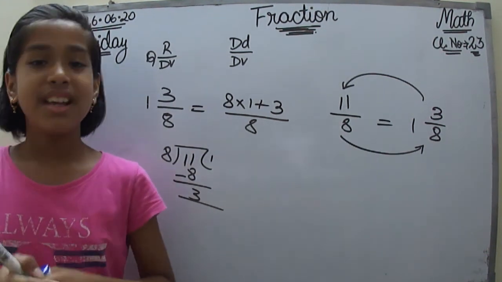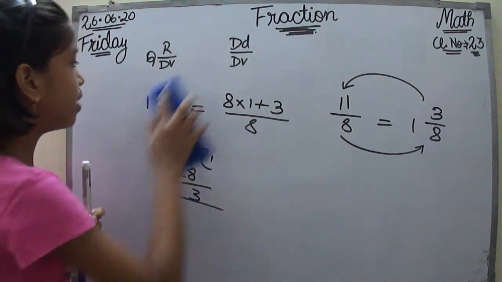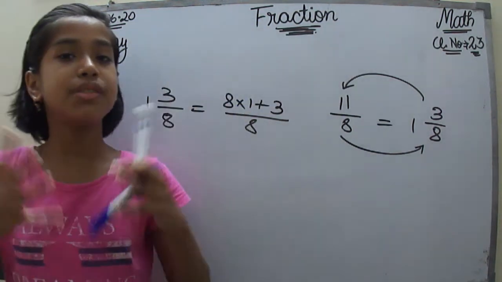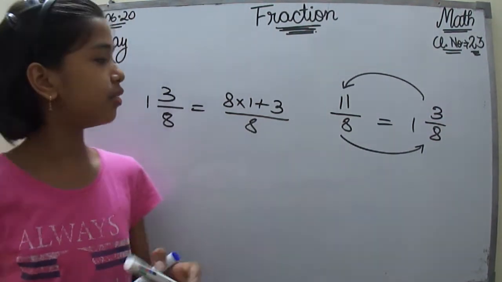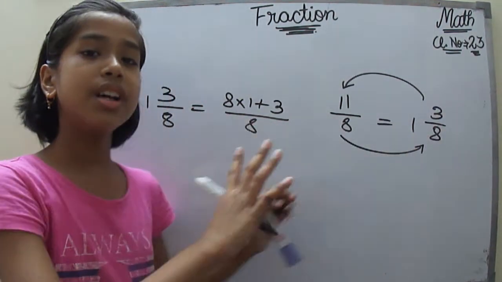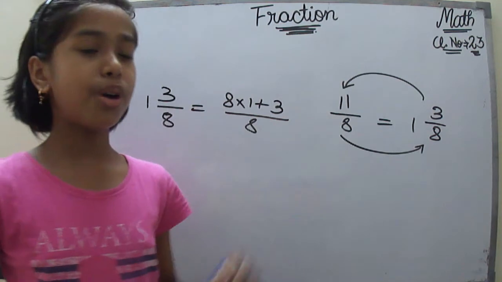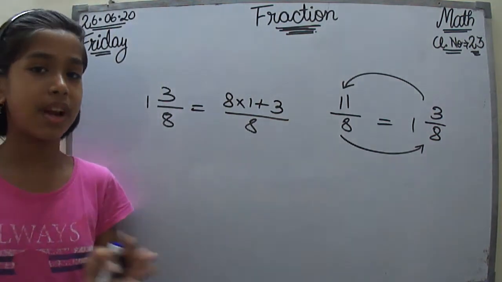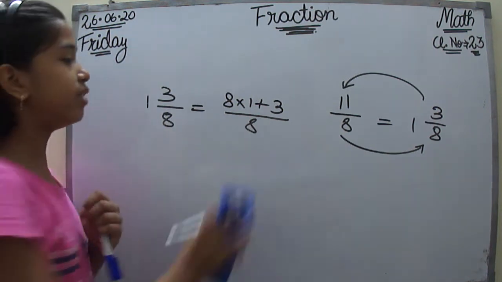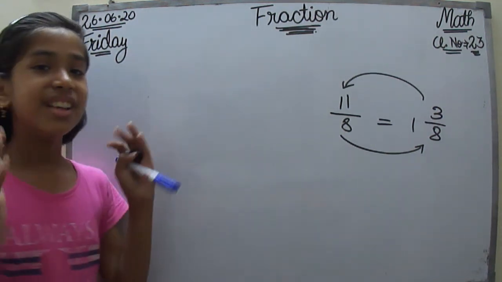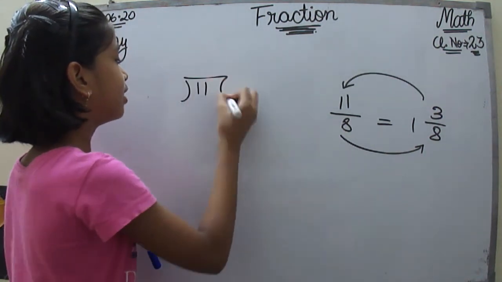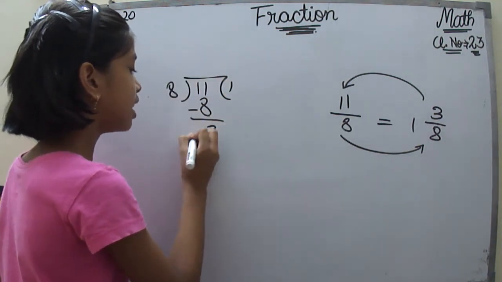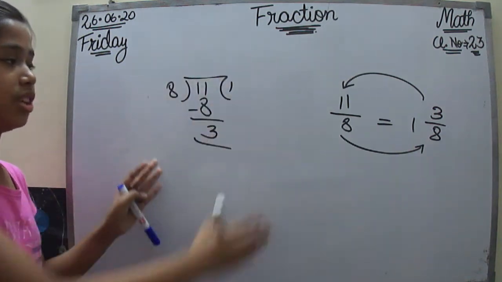Now let's understand one more thing. We have learned how to convert a mixed fraction to an improper fraction. Now here is the question: how to convert an improper fraction to a mixed fraction? Very simple, we have done it now. Just divide it. And what are we going to get? Something like this. And then just put it out.